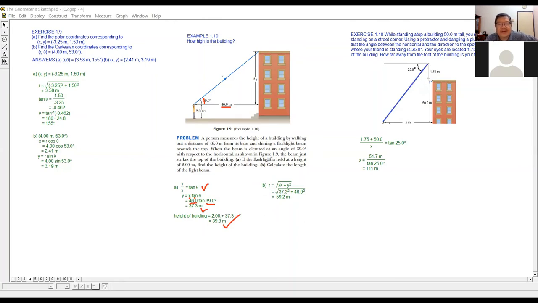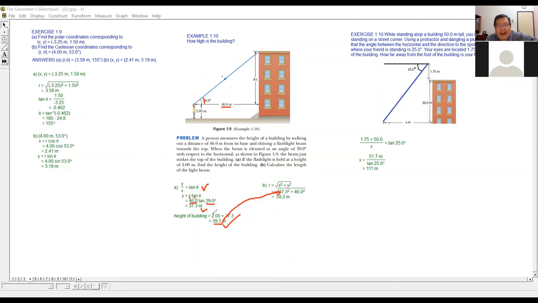Okay, next one. Calculate the length of the beam. This is the length of the beam. The R here is the length of the beam. Now, you still remember the formula? R equals the square root of x square plus y square. So you use the x you have found here, you substitute inside the x here.